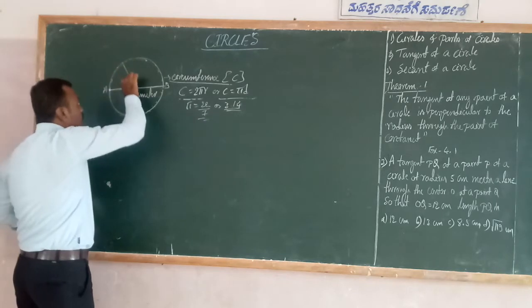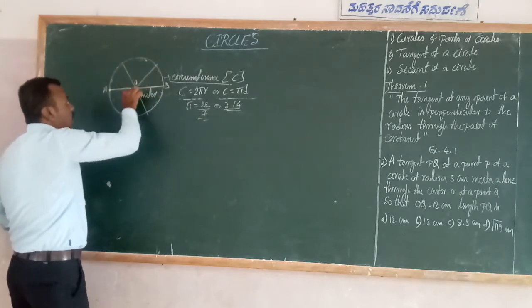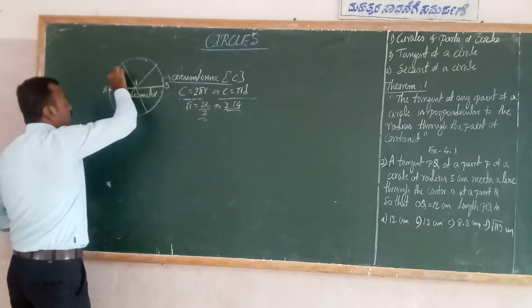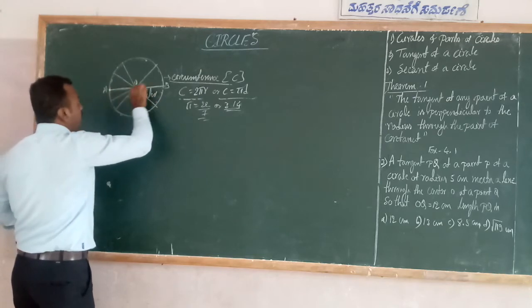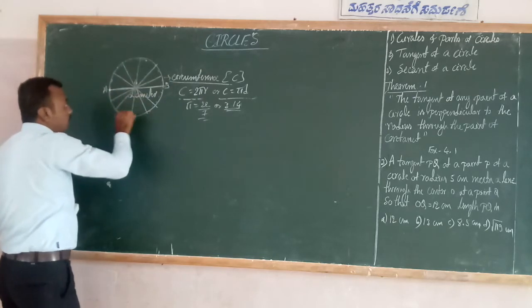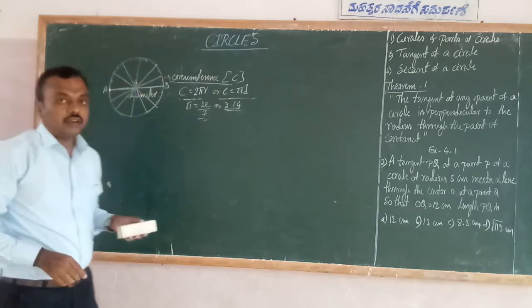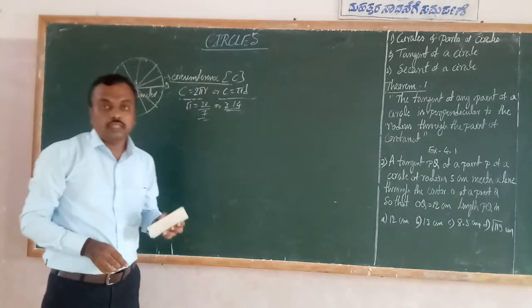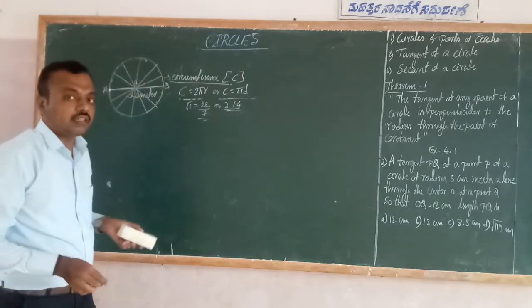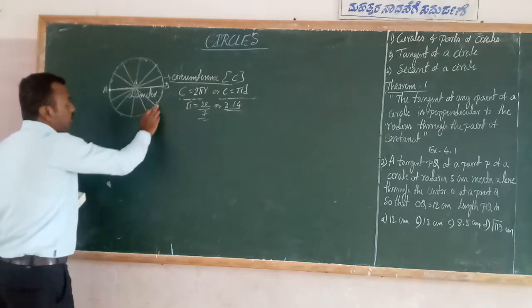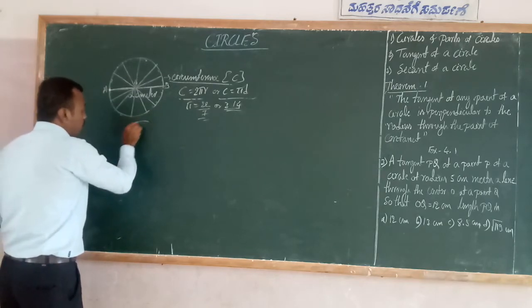In a circle, how many diameters can be drawn? An infinite number of diameters can be drawn in a circle. Okay. All the diameters in a circle are equal to each other. Every diameter is equal in a circle. Okay, so next one, students.